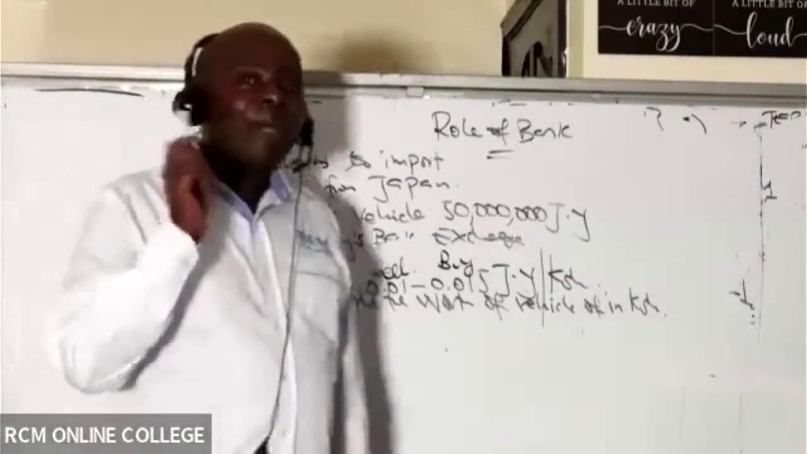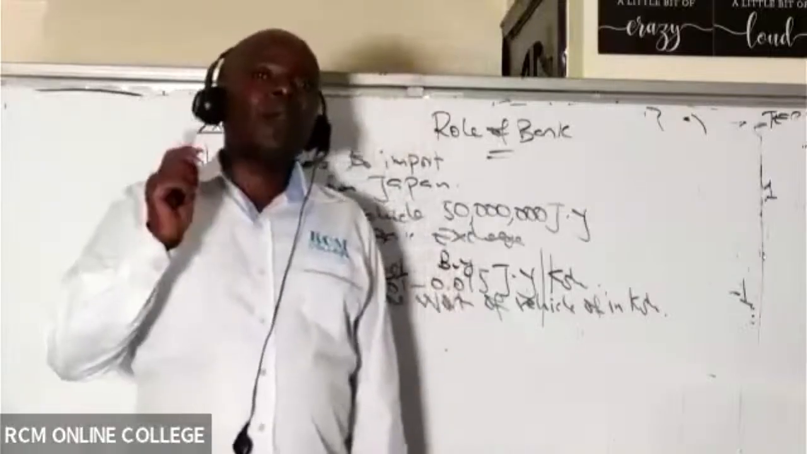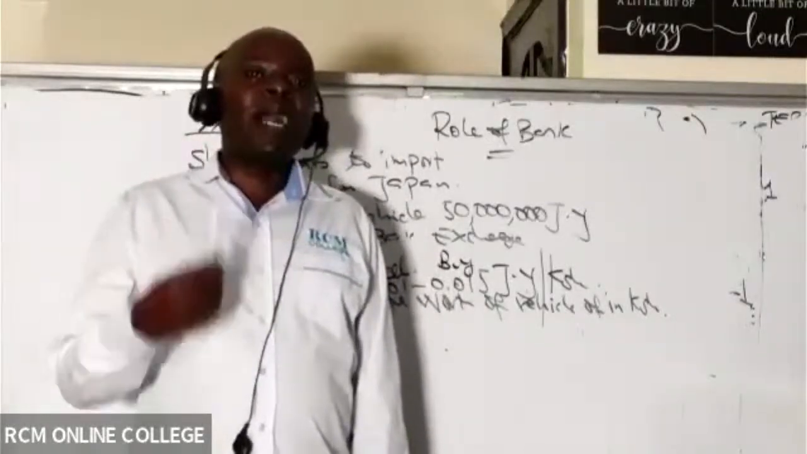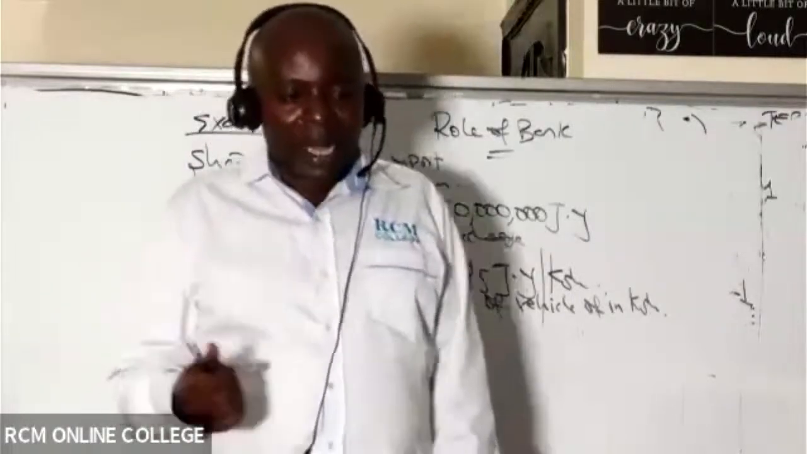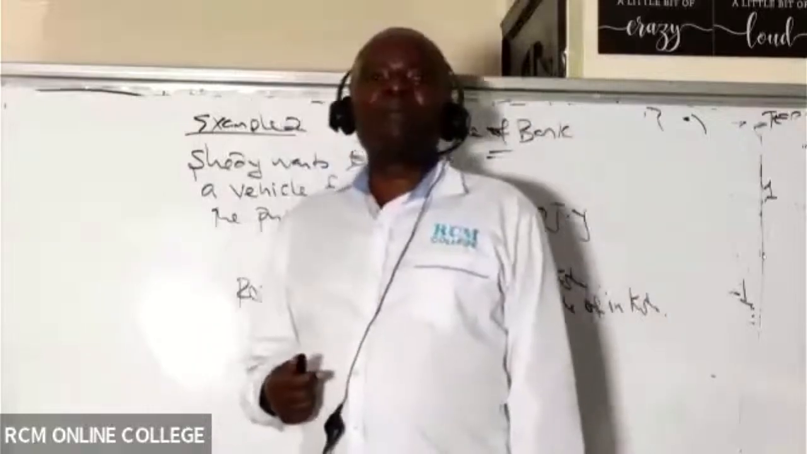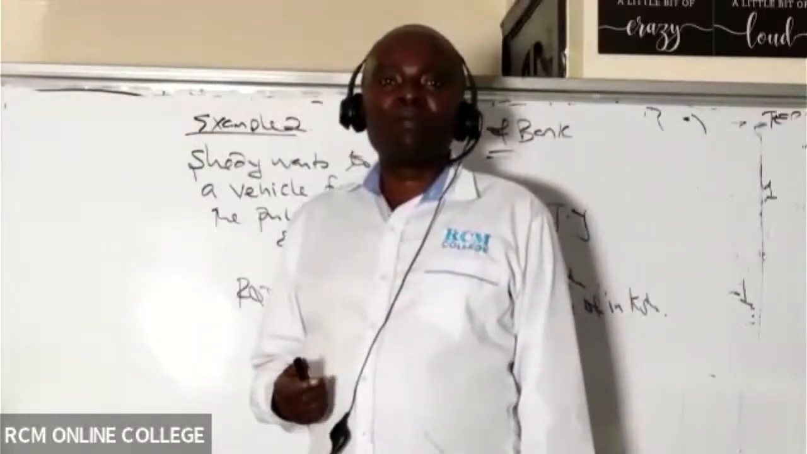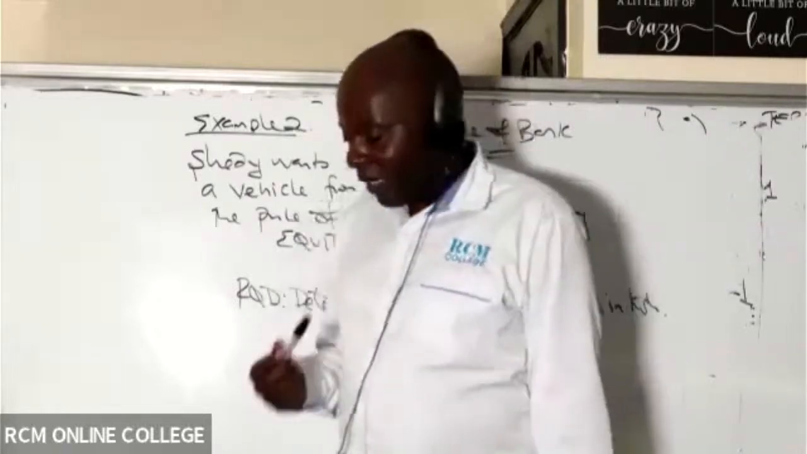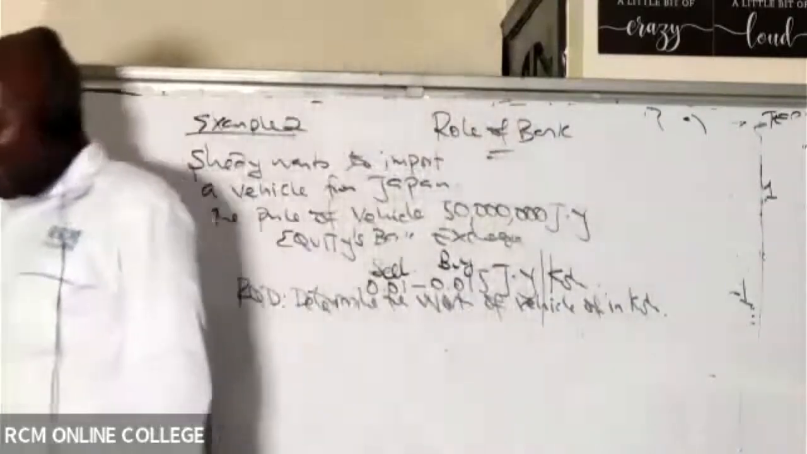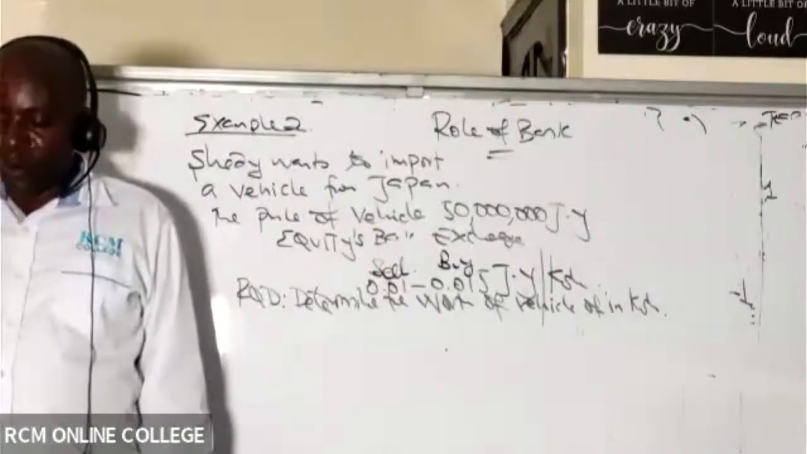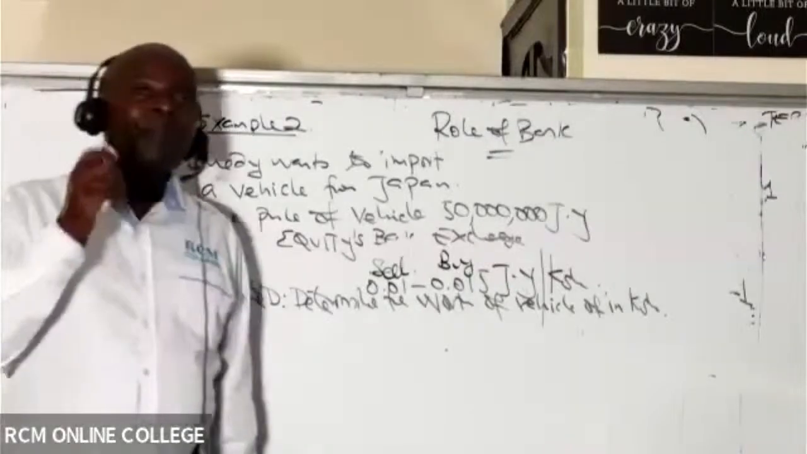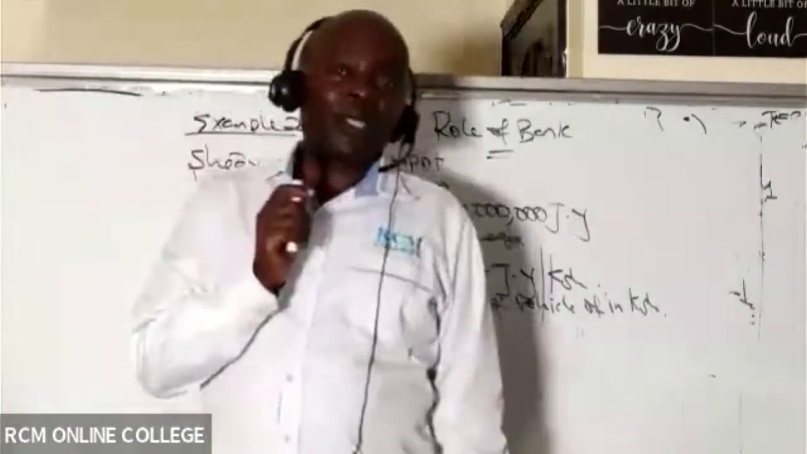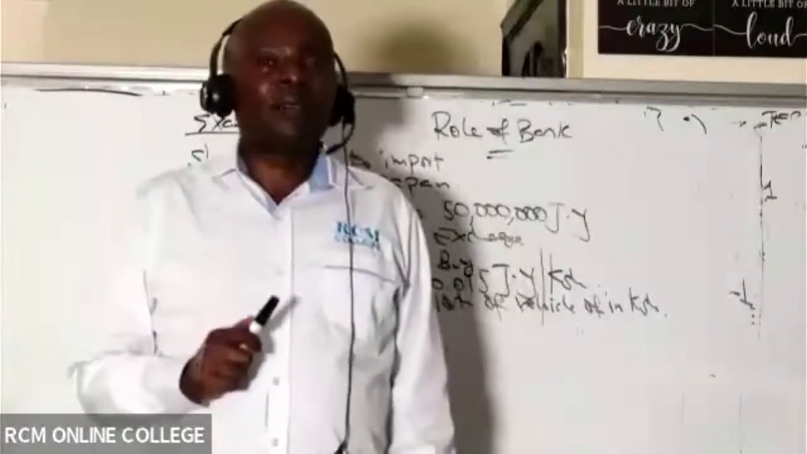Normally, when it is a payable, if Shedi is to pay 50 million Japanese yen, when it's a payable, the bank always sells. Whenever it is a payable, the bank always does what here? Sells. I hope you would get some place there to write. How I wish you could write that: for foreign currency payables, the bank will always sell.